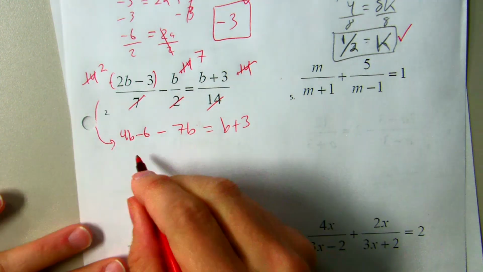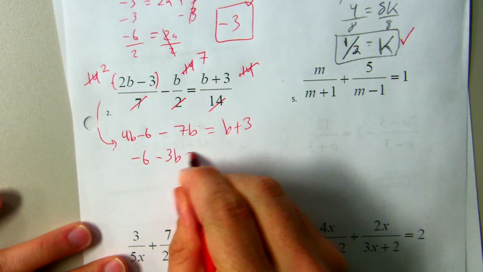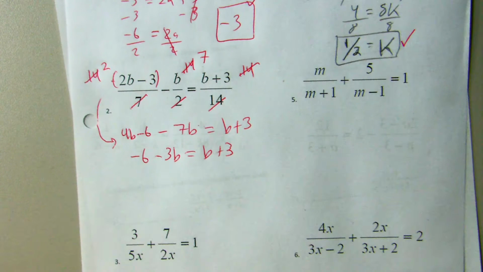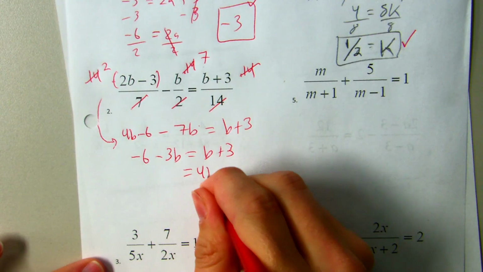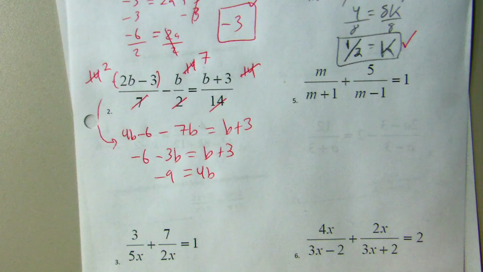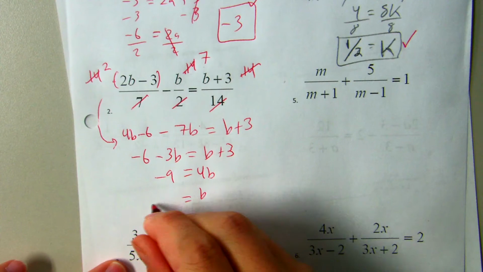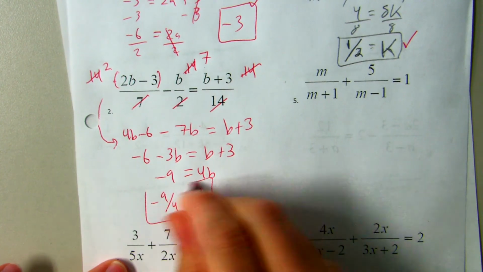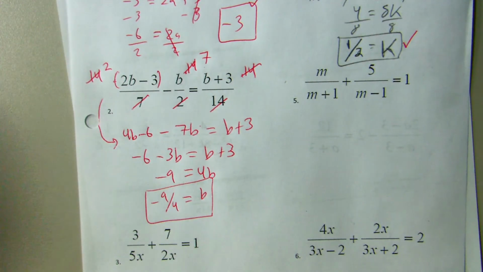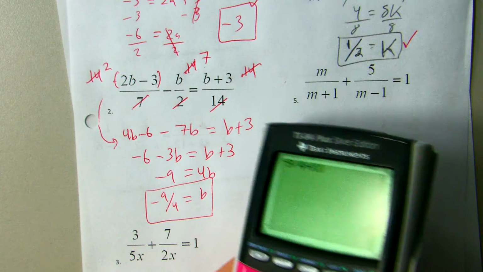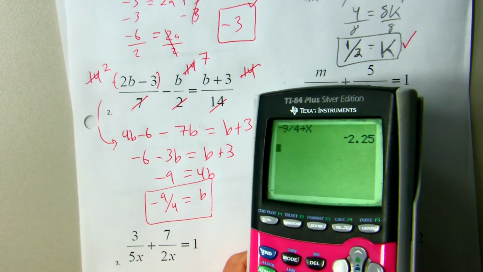Alright, and if you get to this step, I'm not really too worried about you. You need to finish it. Add 3b's to both sides, subtract 6 from both sides, divide both sides by 4. Answer looks kind of funny, but we can plug it in and check. I think this is my answer.